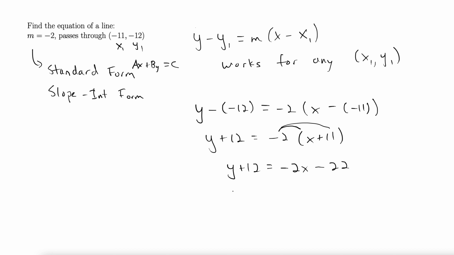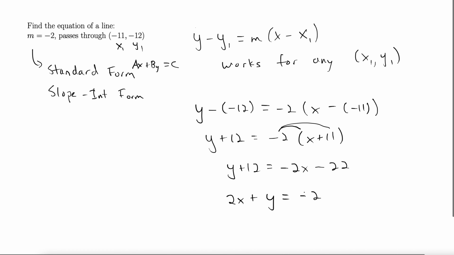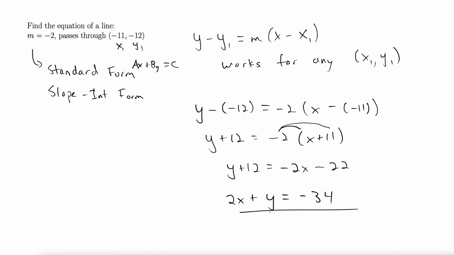Okay, so we can do that right now. Let's just get into that form. I'm going to add 2x to both sides, and subtract the 12 from both sides. That gives us 2x plus y equals -34. Okay, so there's our standard form.